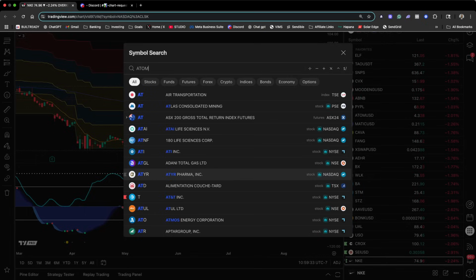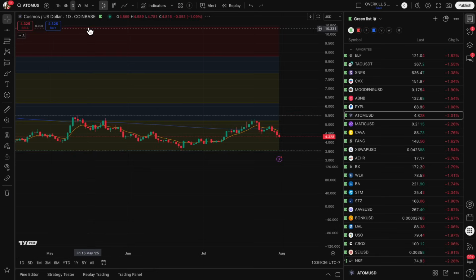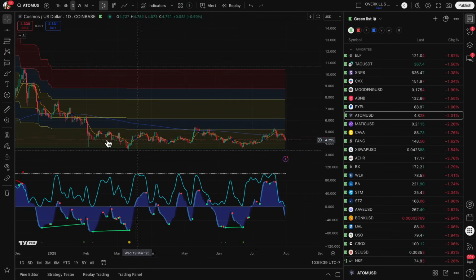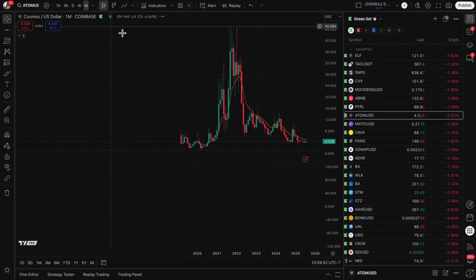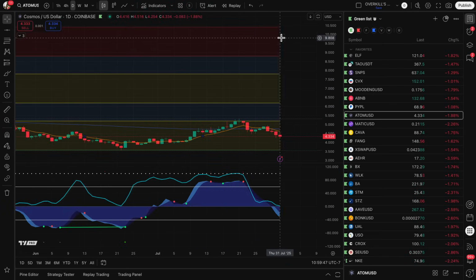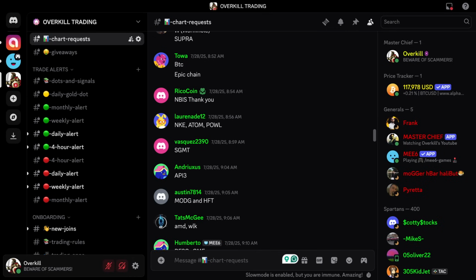We got Atom. Atom's still down in the bottom golden zone. So the bottom golden zone is actually a really good place to accumulate if you're just looking at the fib. And you can see they do have that monthly dot. So this looks really good. Atom looks really good if you believe in the tech, if you believe in the company. Target on that would be up there between 9 and 10 bucks.